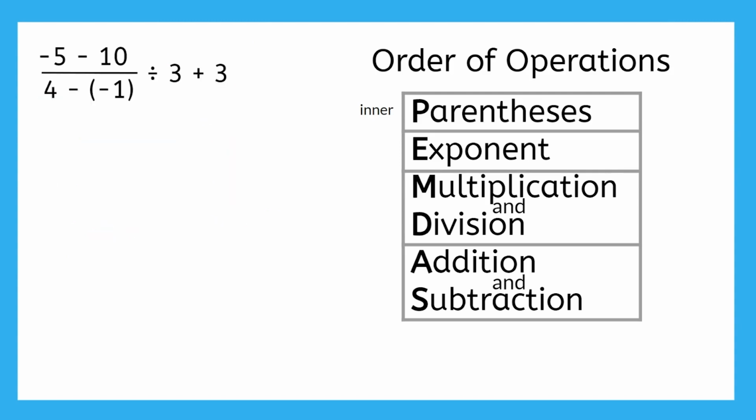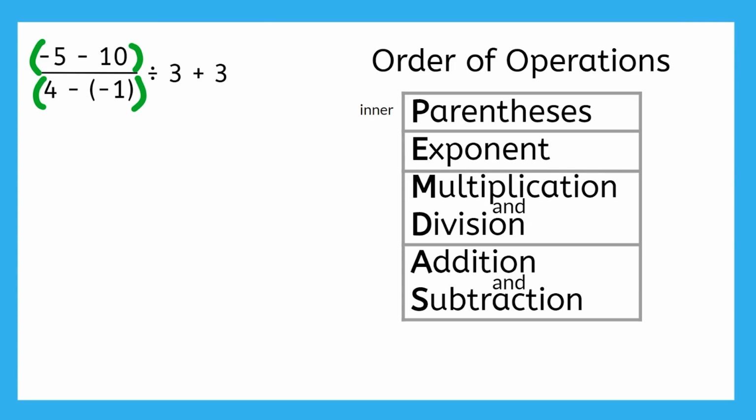Let's do this one next. This one has a big fraction in it. Remember what we said before. Numerators and denominators are being grouped together. So pretend that there are parentheses around both. So with this in mind, let's work our way through PEMDAS.